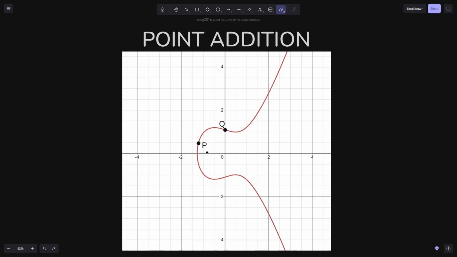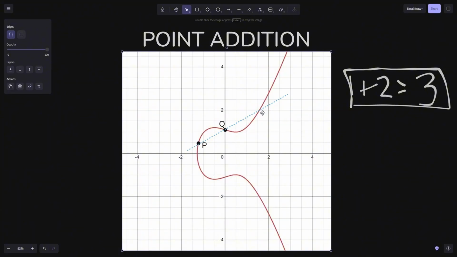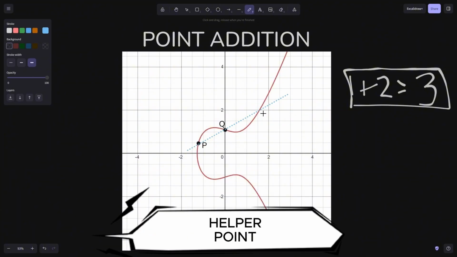Now let's imagine two points on this curve. The first one is point P, the other one is point Q. The first thing we have to do is draw a straight line through the points P and Q. After drawing the line, we get a third point, which is the intersection between the line we drew and the curve. This intersected point right here is our helper point.